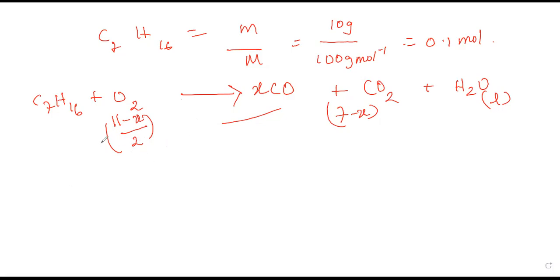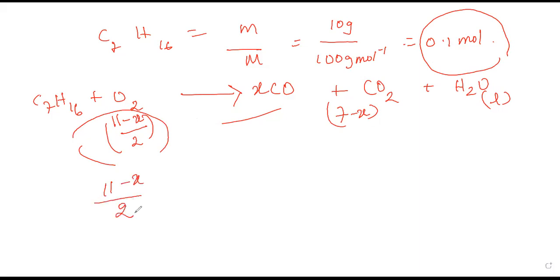So let's move on to that question. Now we know the moles of the heptane, which reacts with the oxygen. The moles of the oxygen is 11 minus X divided by 2, right? Okay, so that should be what? If this is 0.1 now, right?